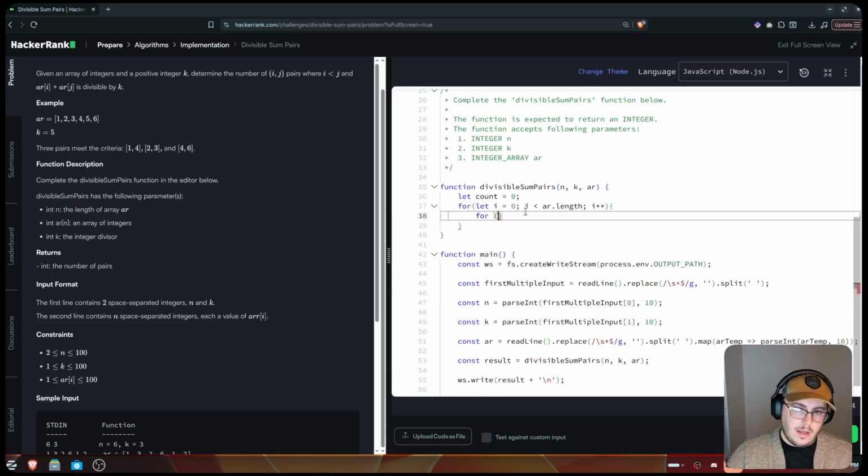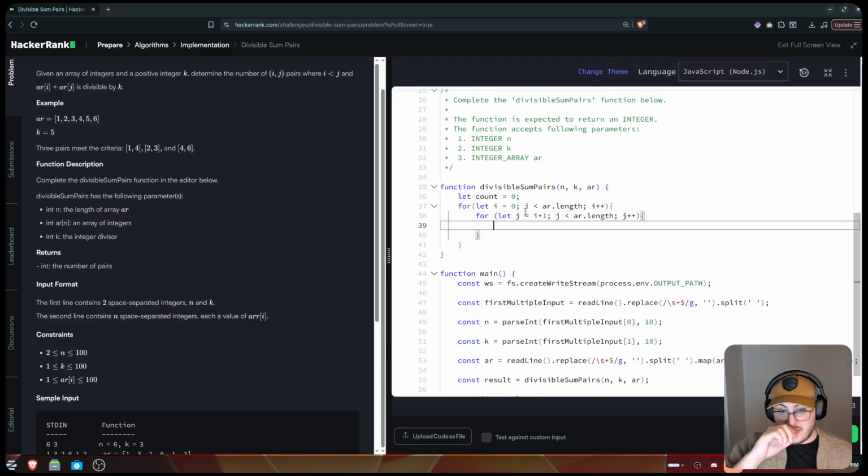And then now we need the j. So let j equal, and we're going to start at I plus 1. I think. Let j equal I plus 1. J is less than r dot length and j plus plus. So essentially, if I is at index 2, I want j to start at index 3, and we're going to just immediately add those together.